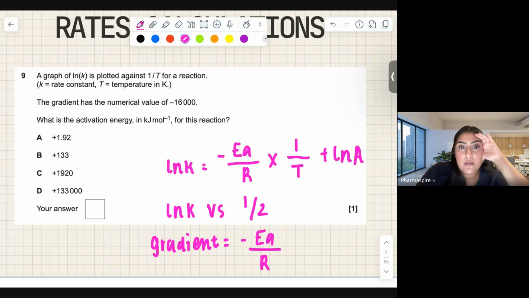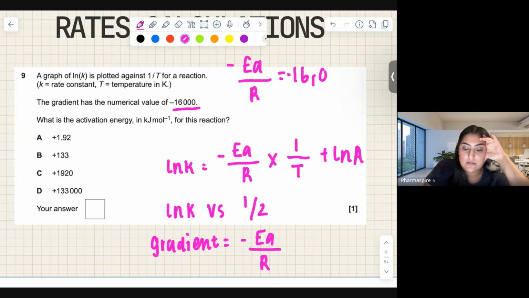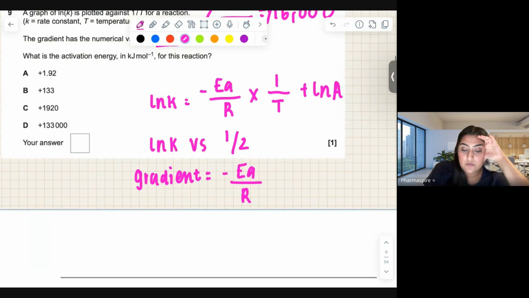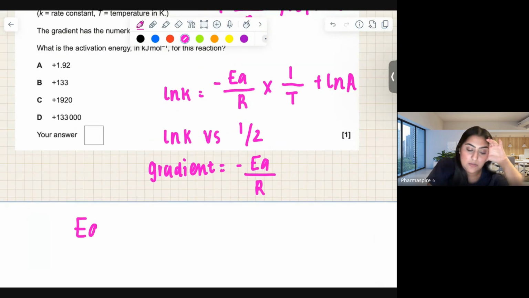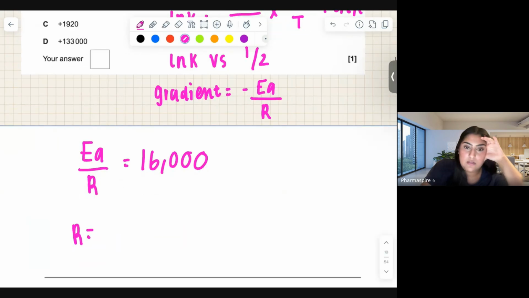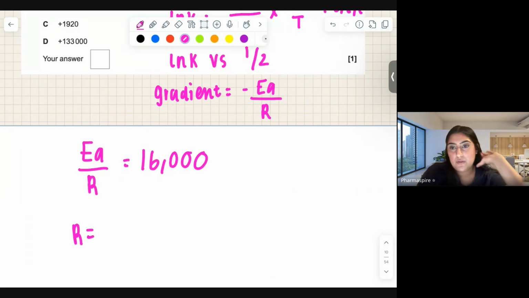So in this question, they have given us the gradient as minus 16,000, right? So technically, minus EA over R is equal to minus 16,000, isn't it? I would cancel out my signs like that, so you end up with positive on each side. Then you just solve for EA, so you end up with EA over R equals 16,000. Does everyone know what R is? It's your gas constant, 8.3.